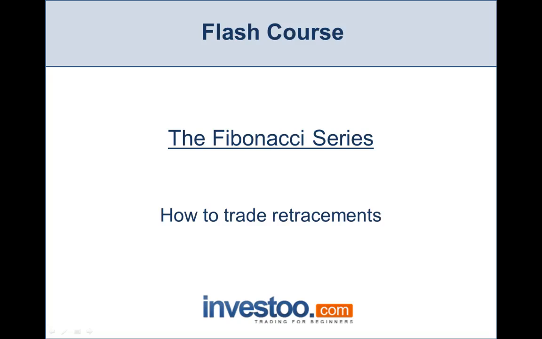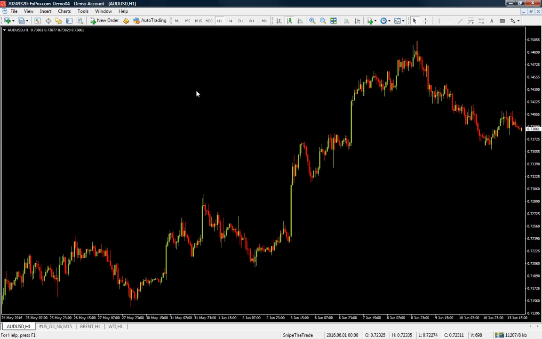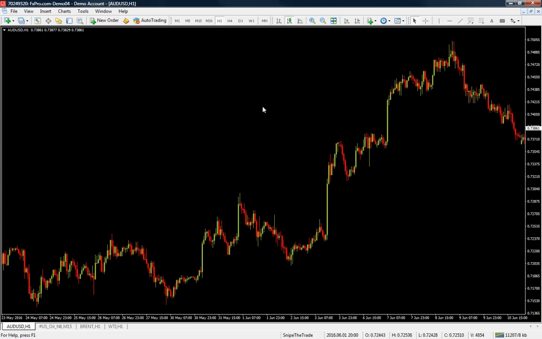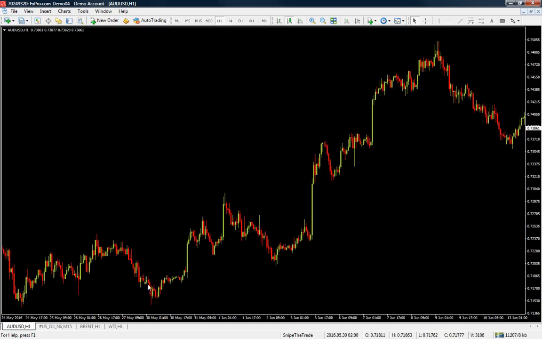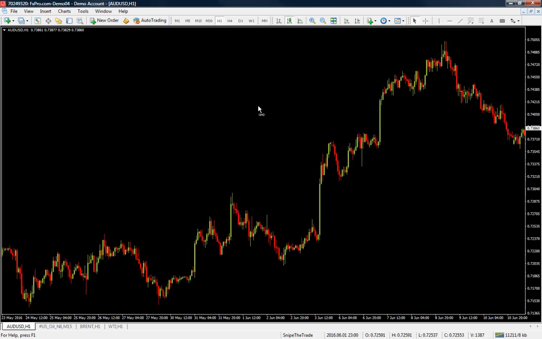So let's go to the charts and look at this Aussie USD 1-hour chart. Let's say that you want to trade the long side of the market because you see that we have gone above this level, and we keep making higher highs and higher lows. So you want to make a long trade on the Aussie USD. So how are you going to do that?